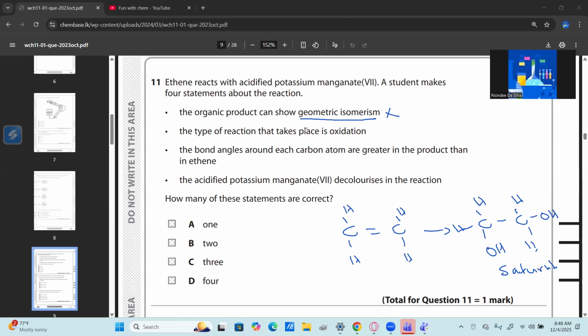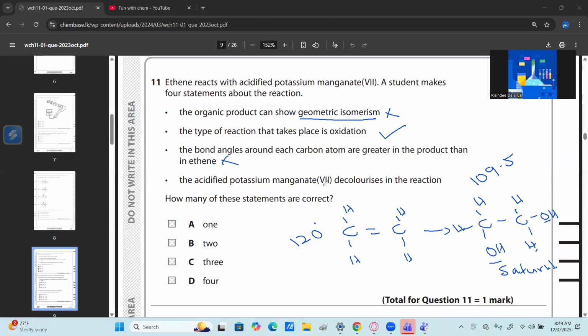The type of reaction that takes place is oxidation. You can consider it as oxidation because addition of oxygen atoms is there. The bond angles around each carbon atom are greater in the product than in ethene, which is wrong. In ethene, it's trigonal planar, 120. In the diol, it is tetrahedral. It should be 109.5. Again, it's wrong.